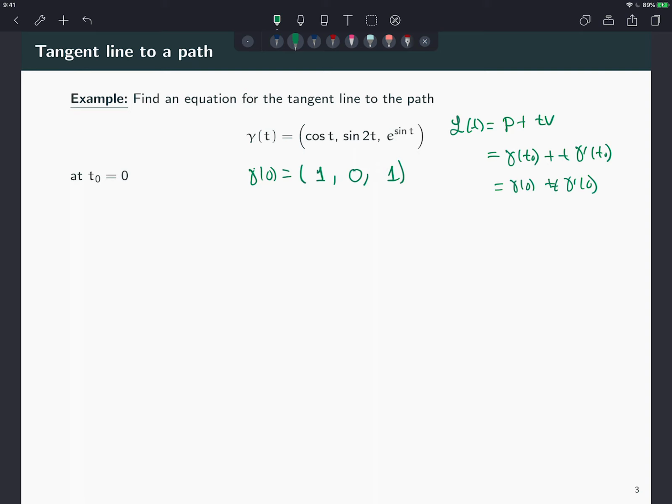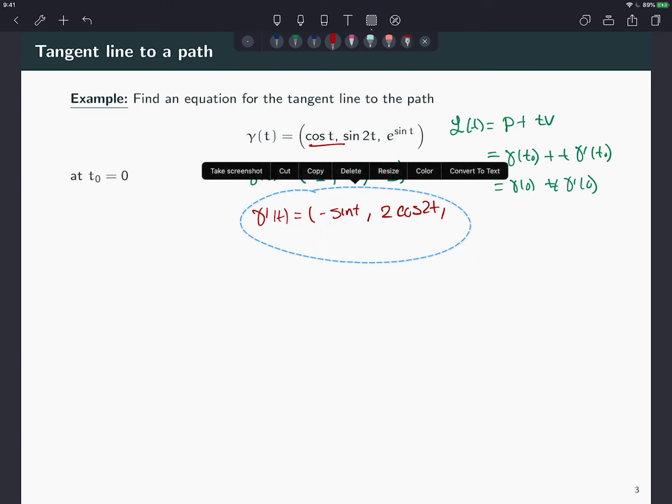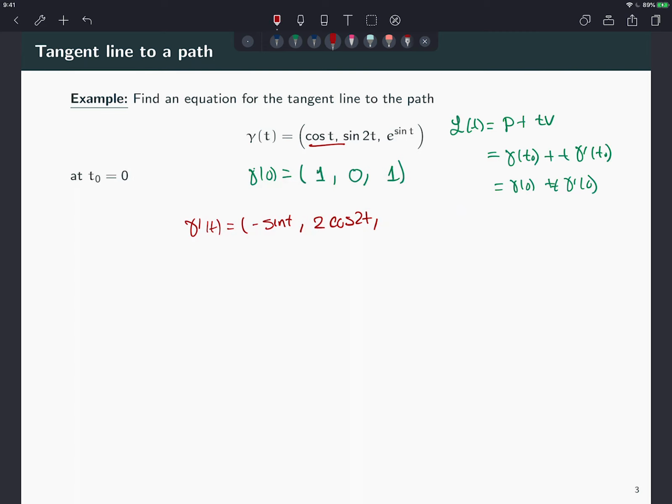And now the tangent vector would be, let me do a different color, gamma prime of t. It would be negative sine t. I'm taking the derivative of these functions. The derivative of sine 2t is 2 times cosine 2t. And the derivative of e to the sine t, following the chain rule, is e to the same thing times the derivative of that thing, so times cosine t. So that's the derivative.